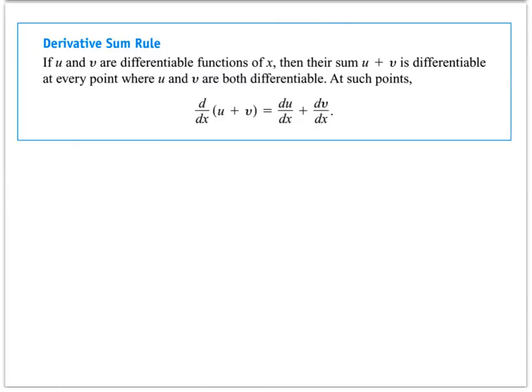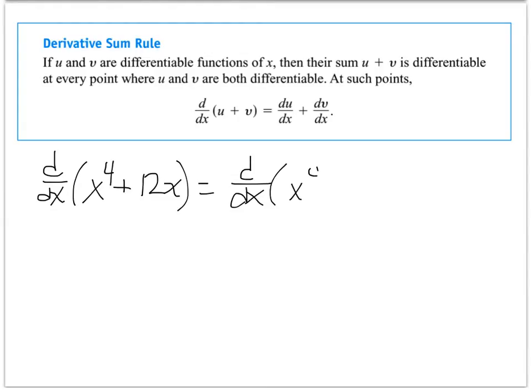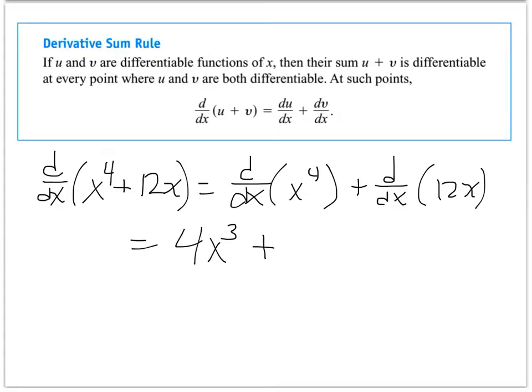Again, the sum rule. There will be times that you like to pull these functions apart, but once again, most of you are probably okay with just looking at them. So if I want to find the derivative of x to the 4th plus 12x, what this rule says is I can split those apart. I can do this derivative, and then this derivative. What's the derivative of x to the 4th? And what's the derivative of 12x? 12, okay?